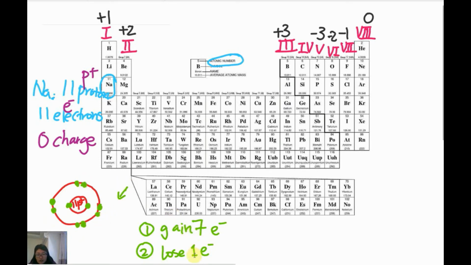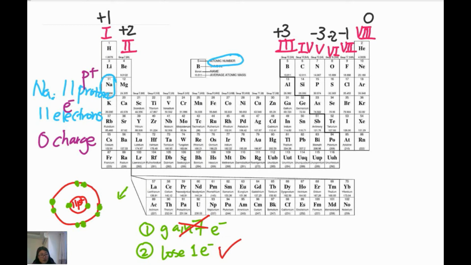Gaining 7 and losing 1, which one is easier? I would say losing 1 is much easier, right? Because you're dealing with only 1 electron in this case, so you're going to choose this one, not this one. You're not going to gain 7 because this is too hard. 7 electrons? Are you kidding me? Too much work, right? So you're going to lose 1 electron.